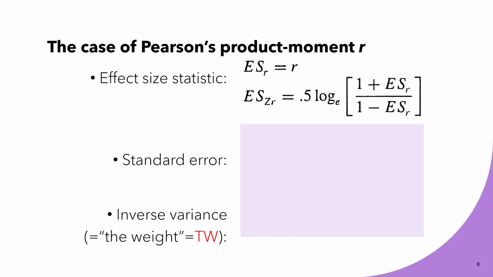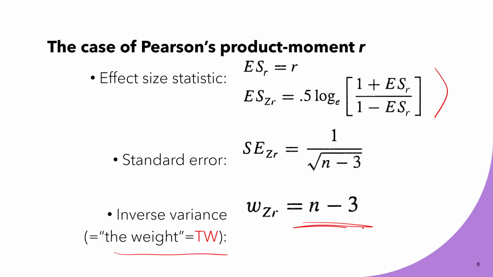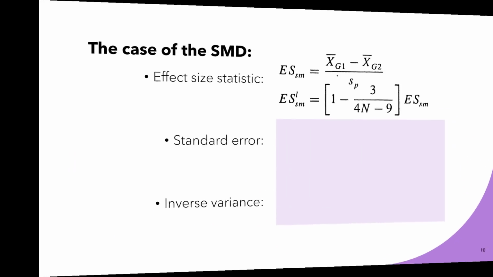So the Pearson product moment r looks like that, and Fisher's transformation is given here. The standard error looks like that, and the inverse variance looks like that. So as I said before, the weight in analyses is very intuitive when you think about r. And it should be noted that r also has its own little bias. So people who get all sanctimonious about r being purer than the standardized mean difference, not so much the case.